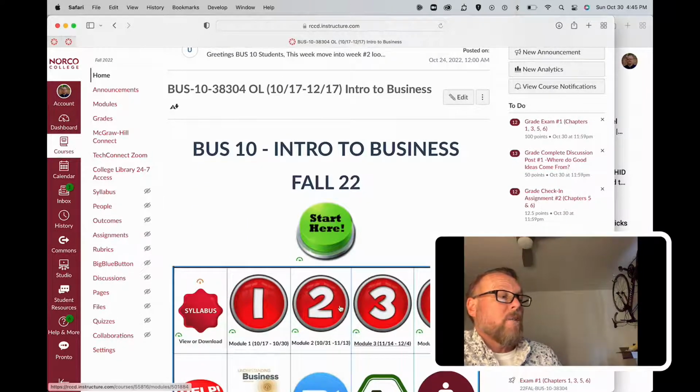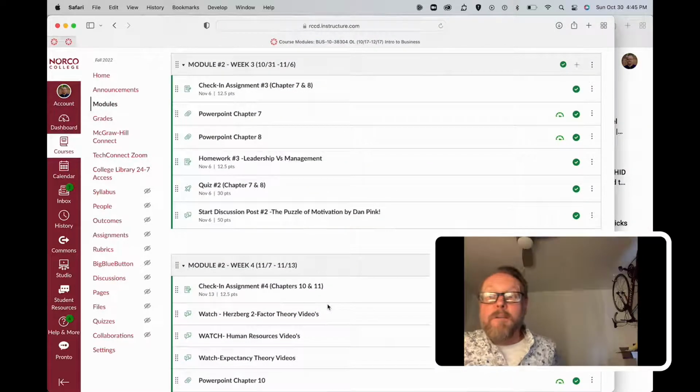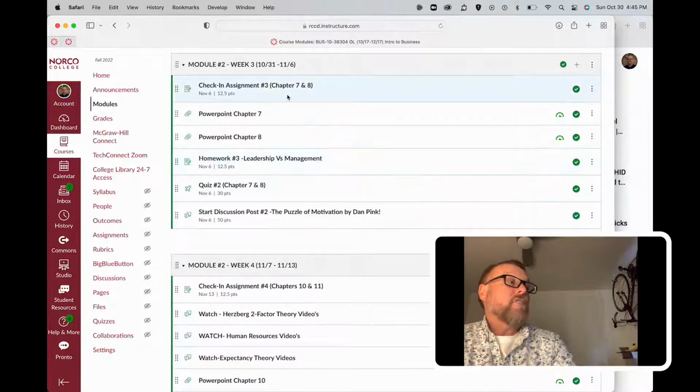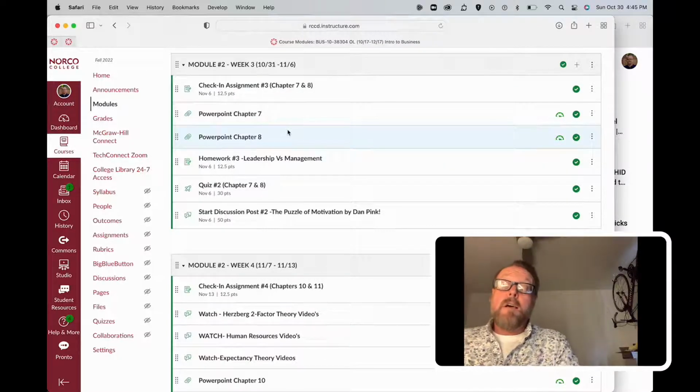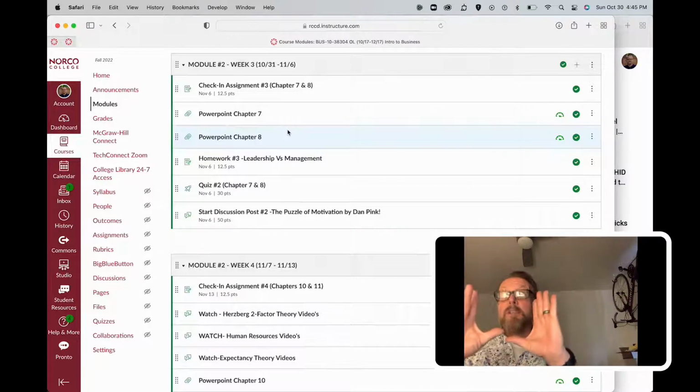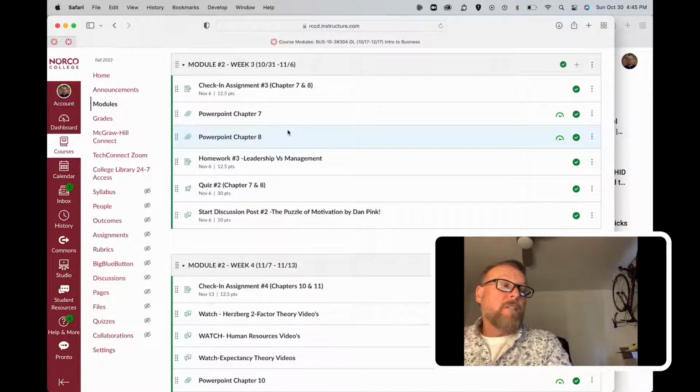So this week we start module number 2, and every module is 2 weeks long, for 4 modules equals 8 weeks. This week you're going to be looking at chapters 7 and 8 that deal with leadership as well as human resources. These are very important when we come to that human resources portion of our heart of business diagram that we started off with. So we're dealing with people.